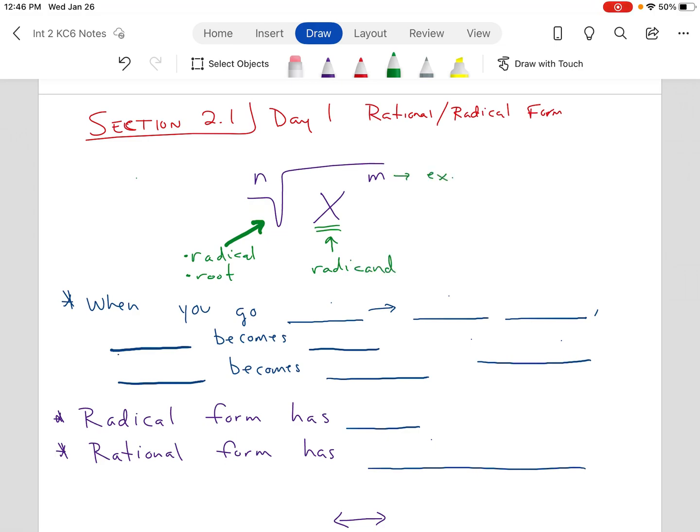m is your exponent, and n is your index number. Okay, so you're going to be hearing me going back and forth between these names. So this is something that you really need to know.